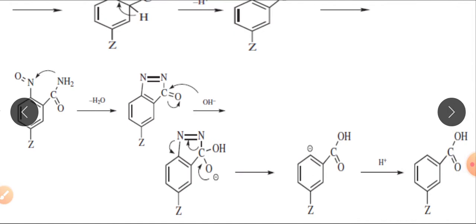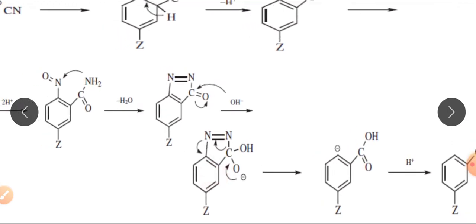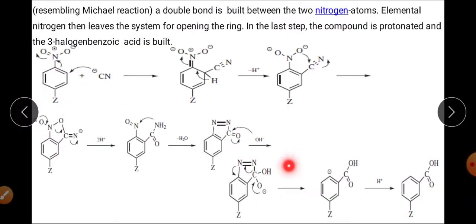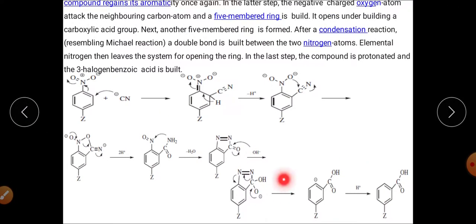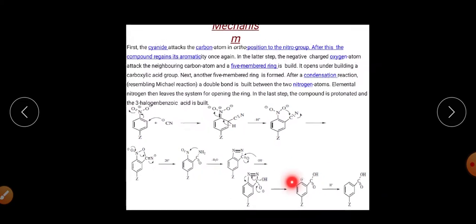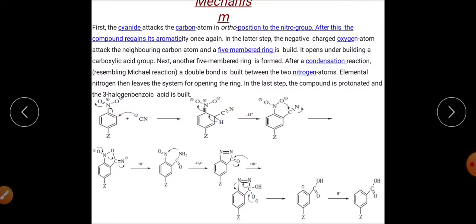So this is the overall mechanism of the reaction that I was talking about. This is the von Richter rearrangement reaction. So this is a case of ipso substitution reaction, and generally this reaction happens in case of aromatic nitro compounds, right? And aromatic nitro compounds react with the nucleophile CN negative and will get converted into substituted benzoic acid.